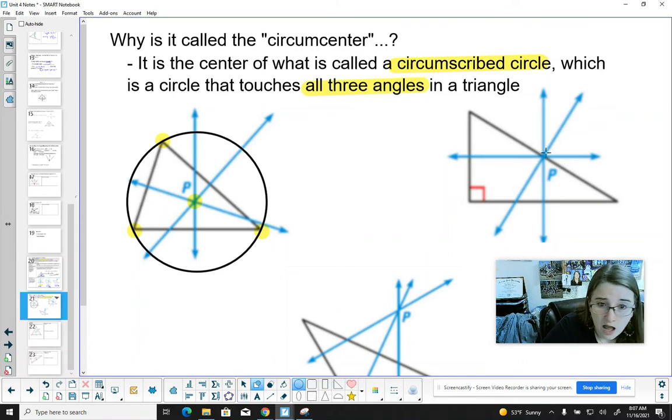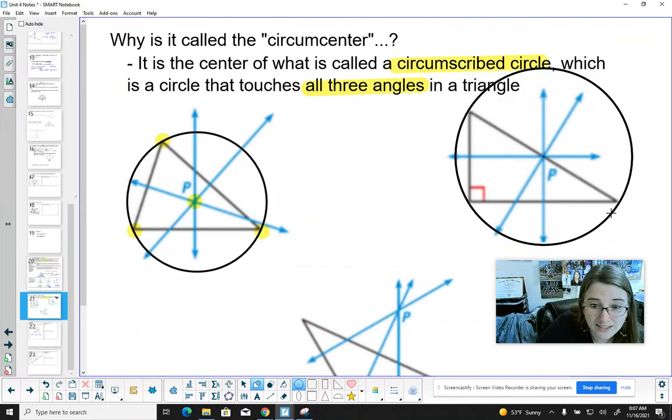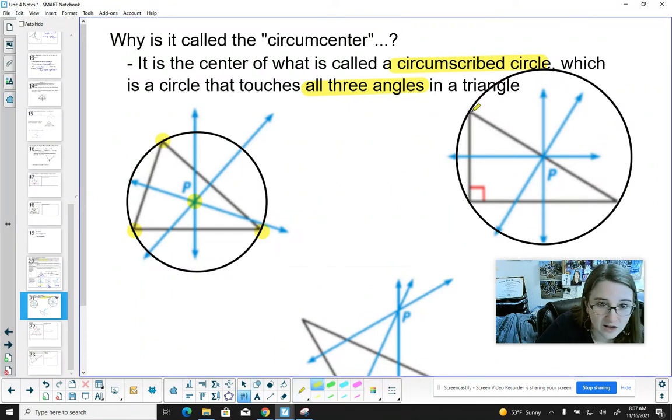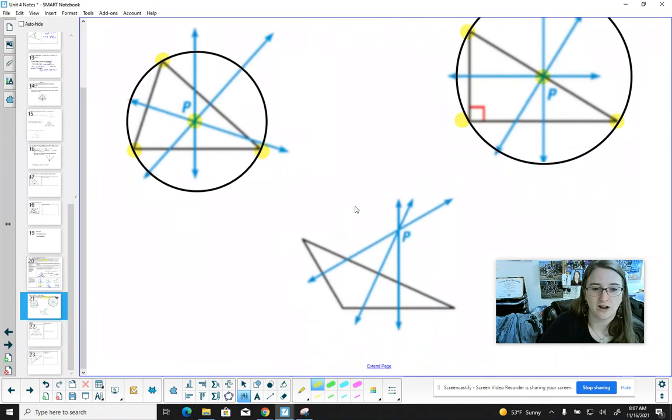I'll do it again. Here is my circumcenter where they all cross. I'm going to click and drag until I create a circle big enough that it magically touches all 3 points of my triangle. Notice again, here's my circumcenter, the center of this circle, and it magically touches 1, 2, 3, all corners of my triangle.